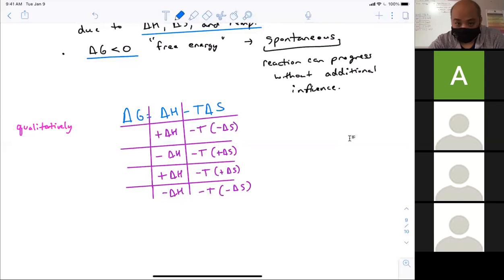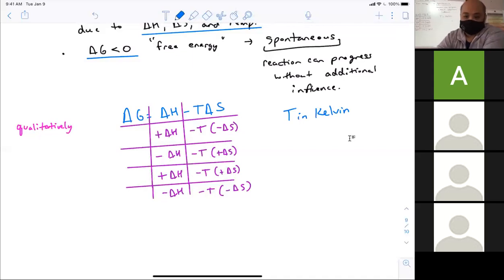Is temperature in Kelvin? So what does that tell you, Alejandro? It has to be greater than or equal to 0, so it's always going to be negative. Yeah, so T is always greater than 0, so it's always going to be minus T, correct.